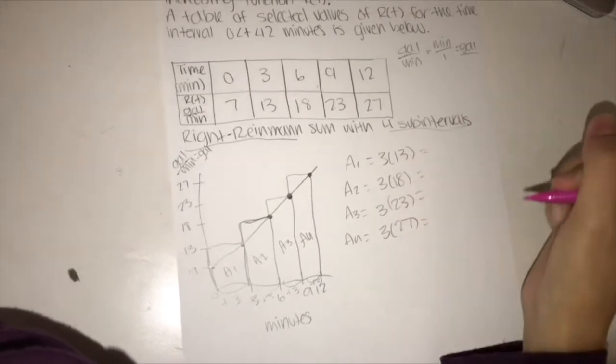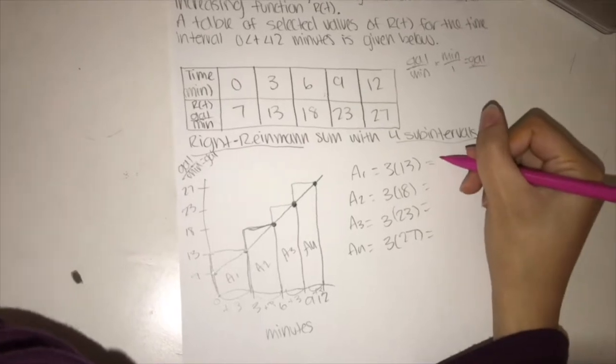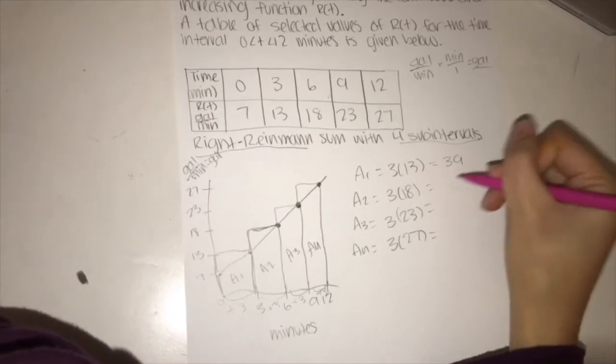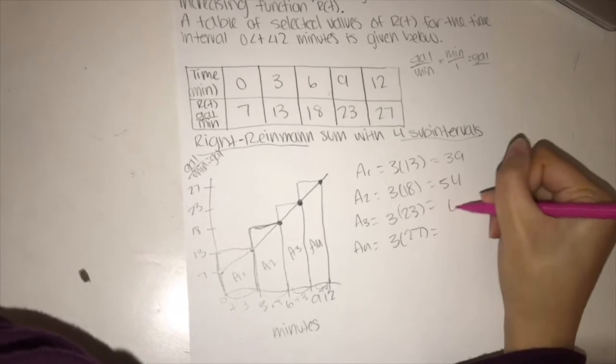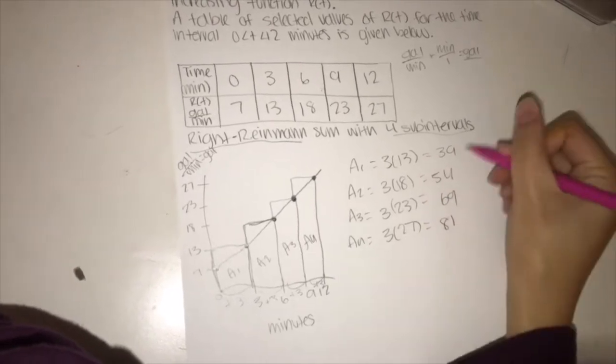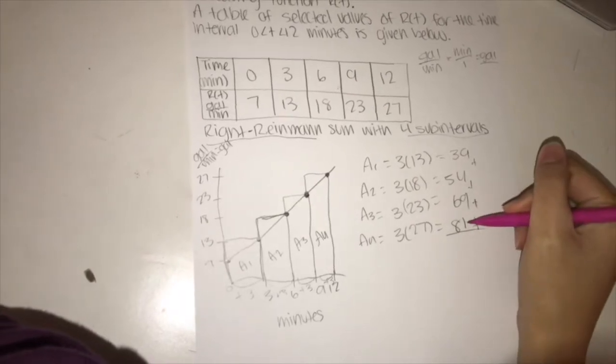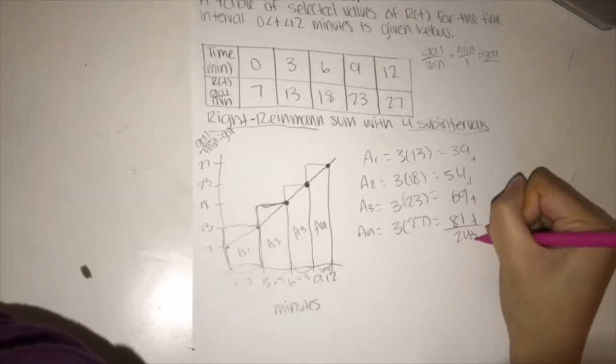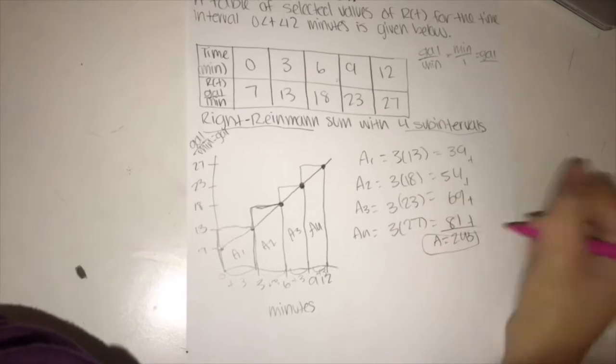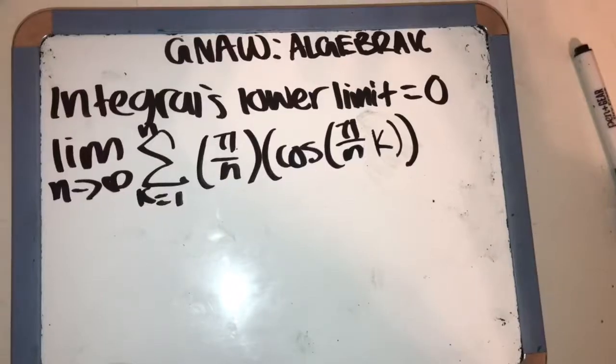And for my calculations, this is equal to 39, 54, 69, and 81. Now let's add them all together. Okay, so this would equal 243, and this is your area, and this is your answer for this problem.